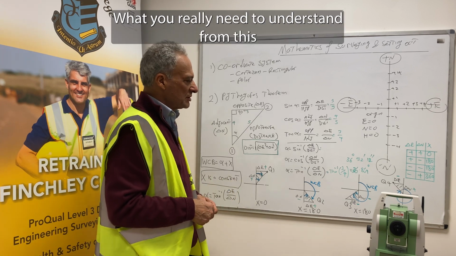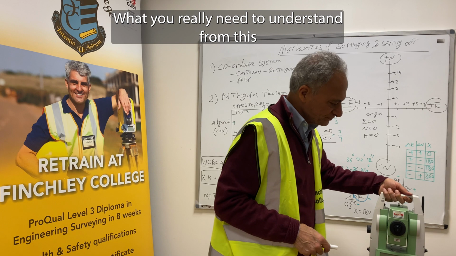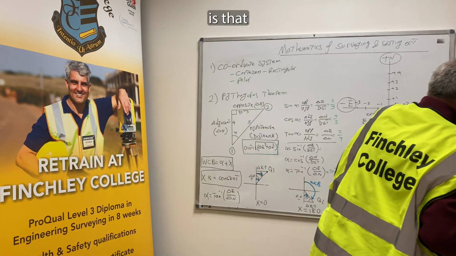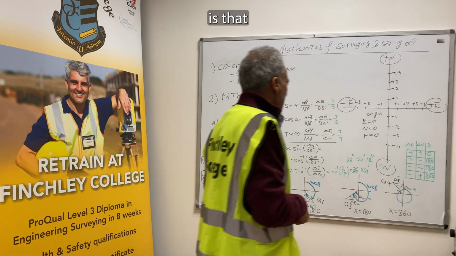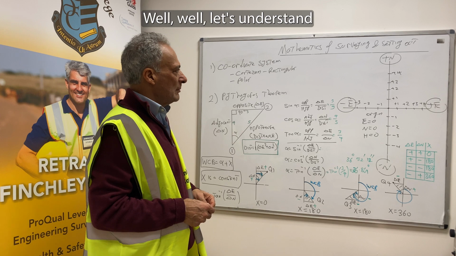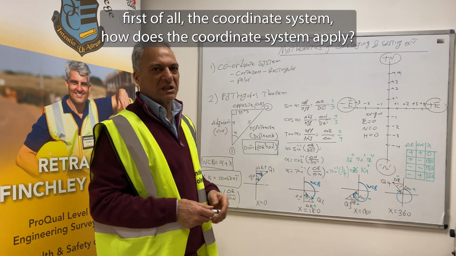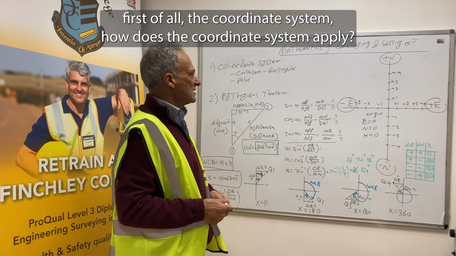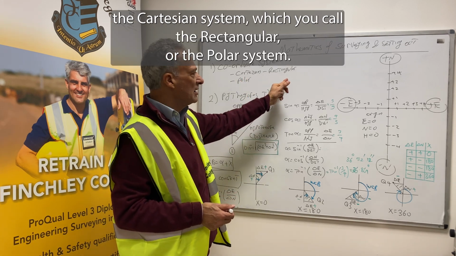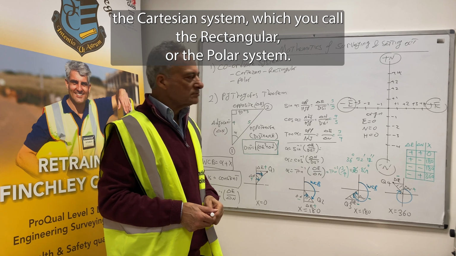What you really need to understand from this is that mathematics is simple Pythagoras theorem. But let's understand first of all the coordinate system. How does the coordinate system apply? There are two coordinate systems, the Cartesian system, which you call a rectangular, or the polar system.